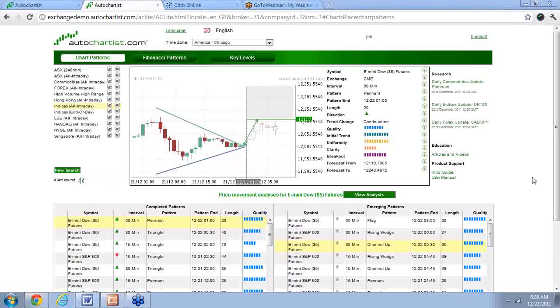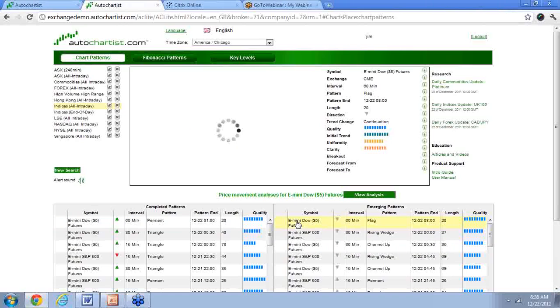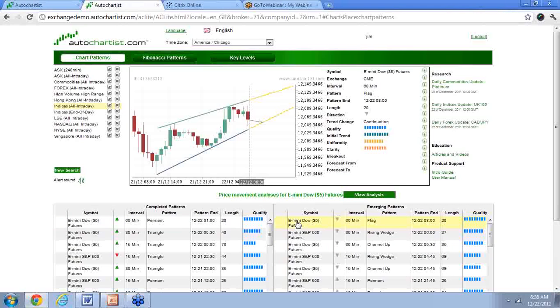Let's see, the question here is, look at completed patterns or emerging? Well, you know what? It depends on the type of trader that you are. If you like to get a lead, let's look at an emerging pattern here in the S&P, for example. As soon as you get the signal, this bar here represents the time that Autochartist identified that this was going to be an emerging pattern.